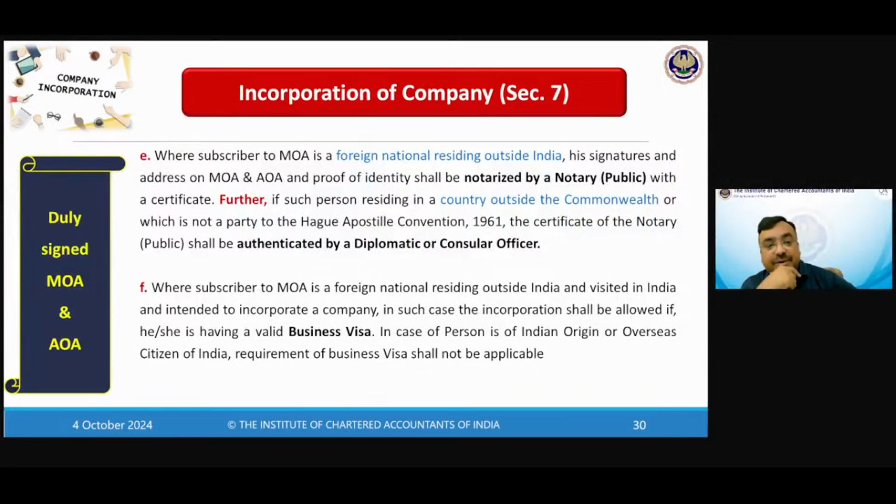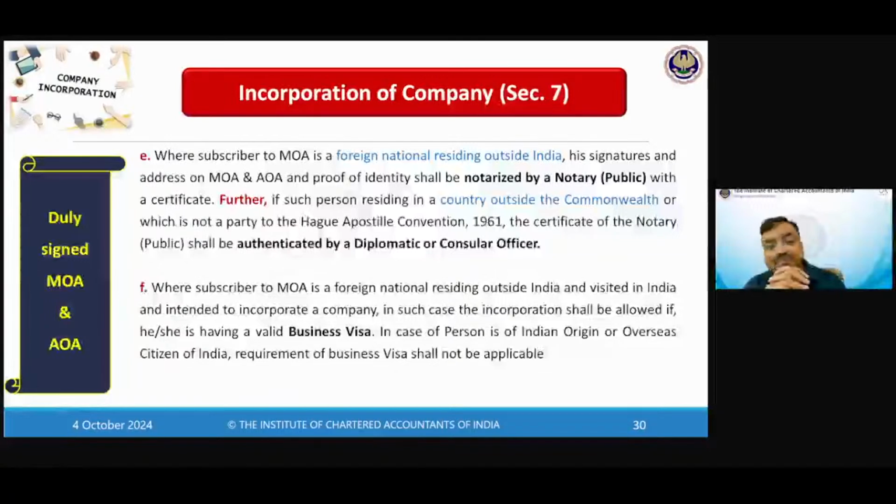Fifth point, another important point. Where the subscriber to MOA is a foreign national residing outside India, visited India and intends to incorporate a company, in such case incorporation shall be allowed only if he or she has a valid business visa. And in case the person is of Indian origin or an overseas citizen of India, the requirement of business visa shall not be applicable. I am just reading once again.